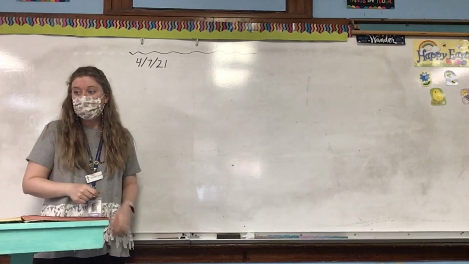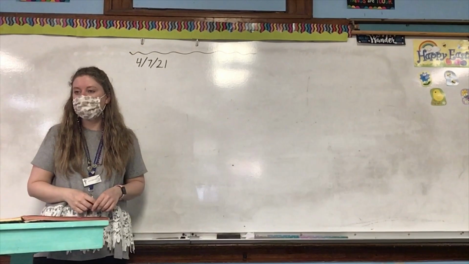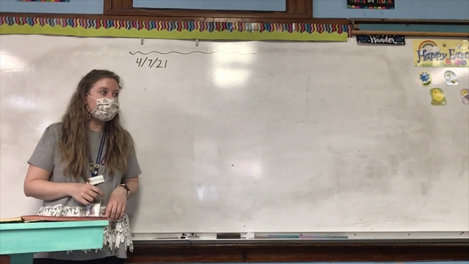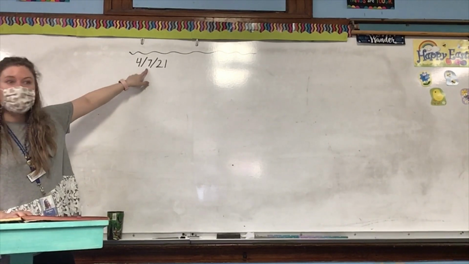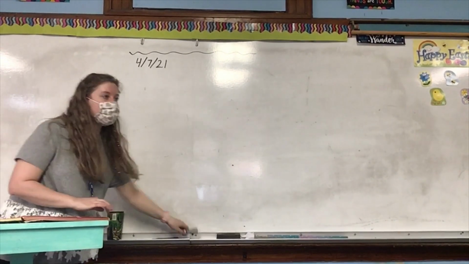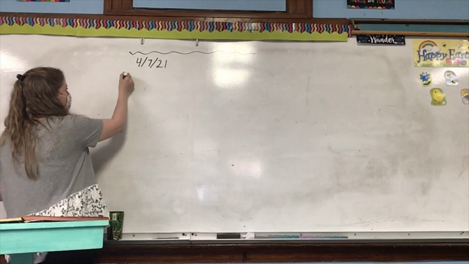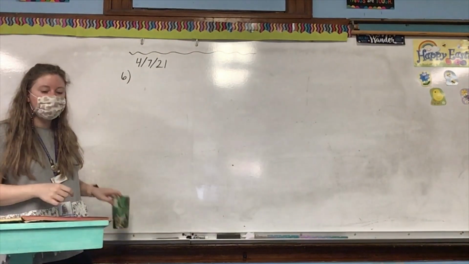Oh, yesterday. Did you not write any yesterday? No, we didn't. Okay, then just change the date from yesterday's, from the 6th to the 7th. So just erase 6 and write 7 for the date. And then we're starting with number 6, which you should already have written.